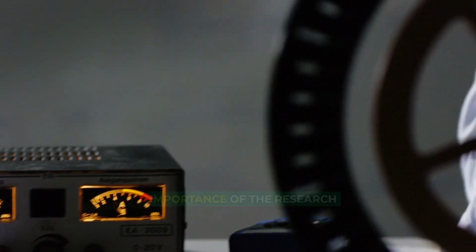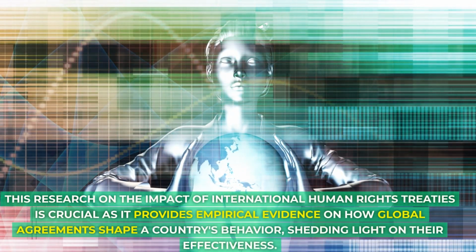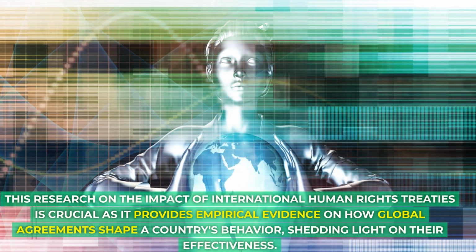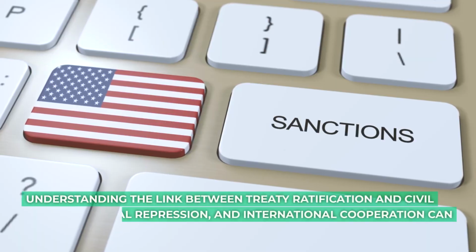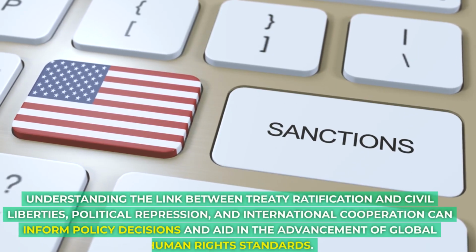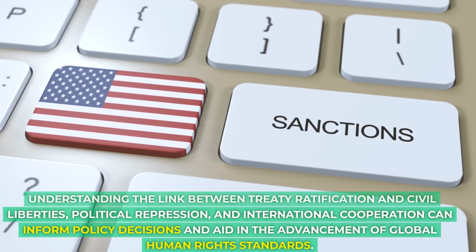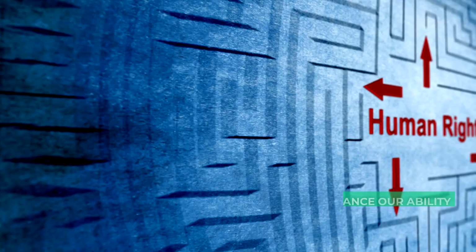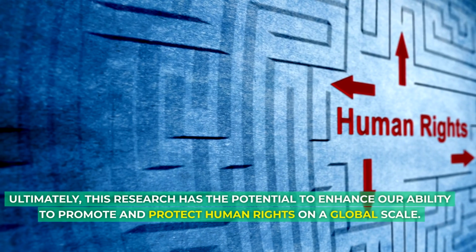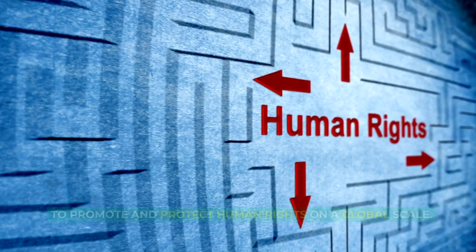Importance of the research. This research on the impact of international human rights treaties is crucial as it provides empirical evidence on how global agreements shape a country's behavior, shedding light on their effectiveness. Understanding the link between treaty ratification and civil liberties, political repression, and international cooperation can inform policy decisions and aid in the advancement of global human rights standards. Ultimately, this research has the potential to enhance our ability to promote and protect human rights on a global scale.